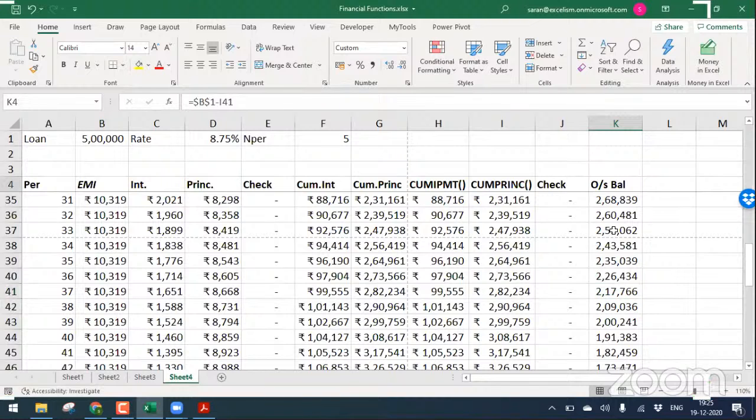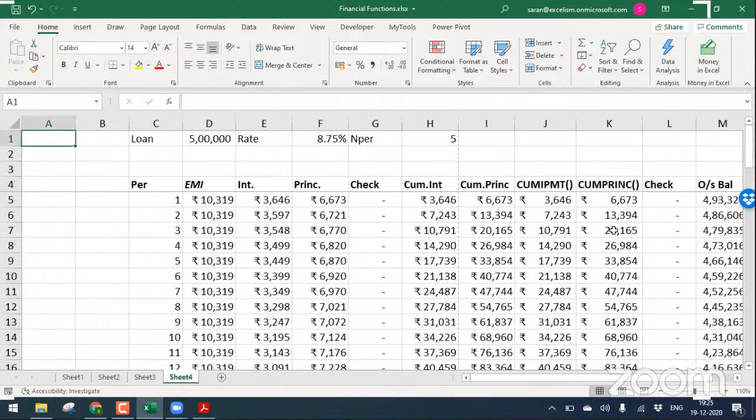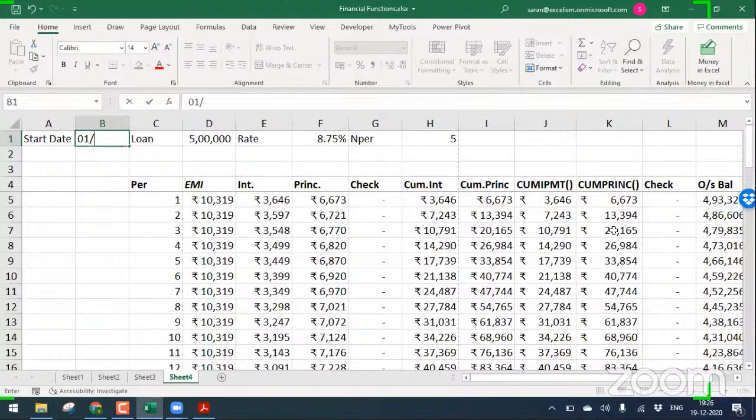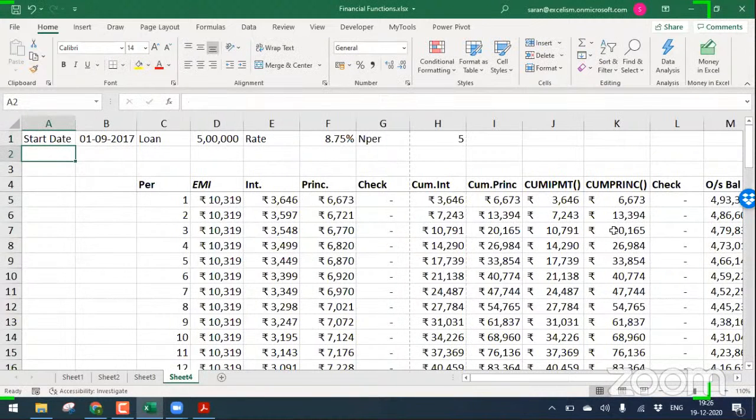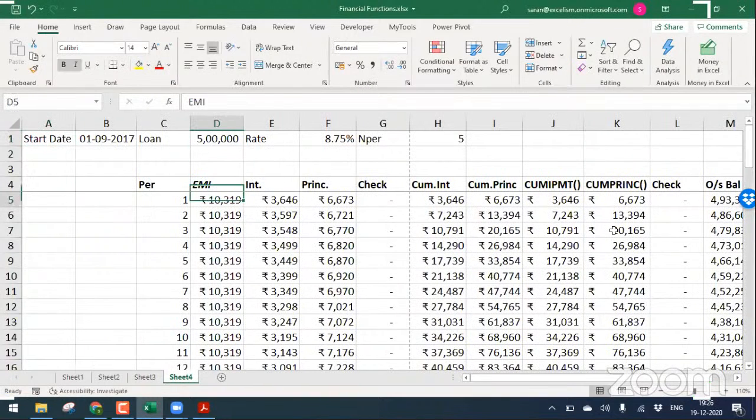Okay, this is a method of working. Now friends, either you can do this method, or let us take a little more elaborate approach. Let us say start date of the loan, date of sanction. To make it simple and work better, I'm taking 1st September 2017, right? Then if you observe, friends, till here there is no manual method, everything is formula based. If I change these parameters, everything changes automatically.